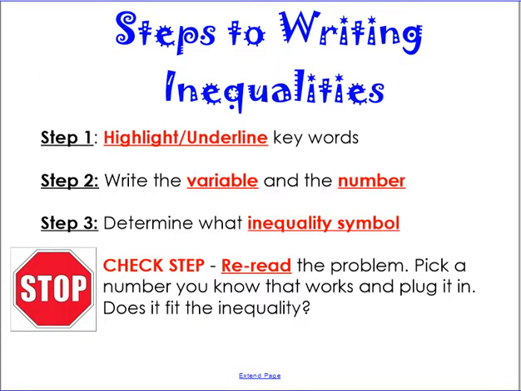Okay, so how do we write inequalities? Well, there's 3 very basic steps, and then there's a check step at the end. So the first thing that you're going to do is highlight or underline any important keywords. I'm going to show you what those keywords are. It's easier to show you than to tell you. For step 2, you're going to write the variable, and remember that the variable is the letter. And you're also going to write the number that's given to you in the problem. And then the last step is where you're going to determine the inequality symbol. So it's either going to be less than, greater than, less than or equal to, or greater than or equal to.